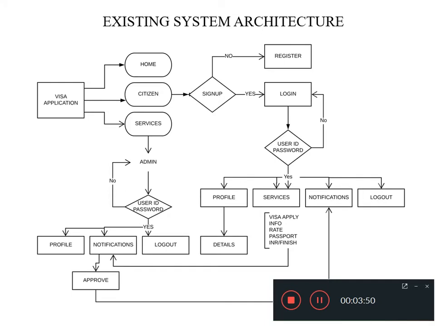Okay, let's see our existing system architecture. This is the visa application. There are two major modules. Home represents the application's basic details. This is the citizen module, as I said earlier. This is the user module, and those who are new to this application need to register themselves over here. After that, they need to log in with the help of user ID and password. Under this there are four modules available.